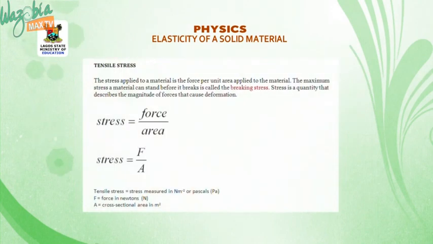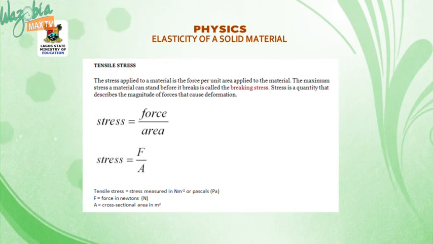Then tensile stress. The stress applied to a material is the force per unit area applied to the material. The maximum stress a material can stand before it breaks is called the breaking stress. Stress is a quantity that describes the magnitude of force that causes deformation. That is why we say that stress is equal to force all over area, measured in newton per square meter, or Pascal.